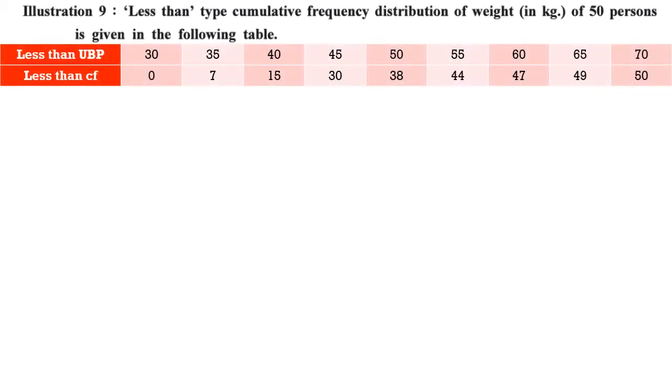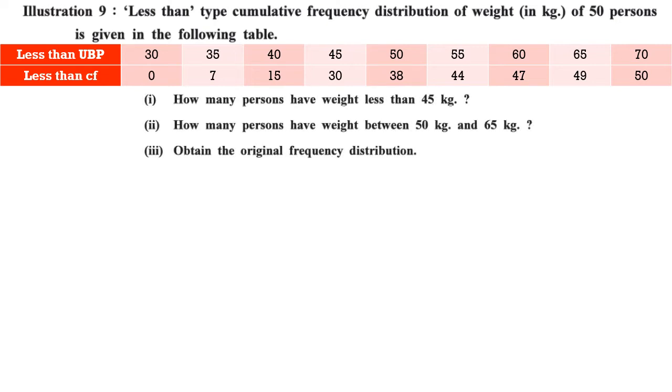Illustration 9. Less than type cumulative frequency distribution of weight in kg of 50 persons is given in the following table. Now this is the table, and we have the weight of 50 persons given in a format of less than upper boundary point. So this is the frequency distribution with less than type cumulative frequency already created. This is the distribution which we get when we convert a regular frequency distribution into a less than type cumulative frequency distribution. What we need to do here is solve these three questions given as follows.